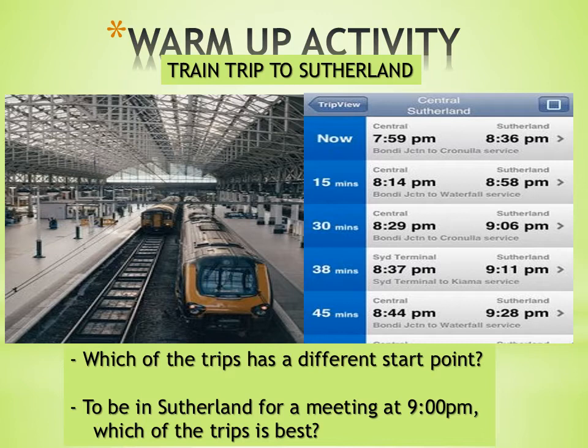Okay. All right. Now check for me which of the train trips has a different start point, not start time, start point. For example, it's taking off from a different train station. Check carefully, you'll be able to find it, because each of them has the name of the start point of the trip and everything has the same end point, Sutherland. So check and let me know. Just write it on a piece of paper and you show it to me on Class Dojo.